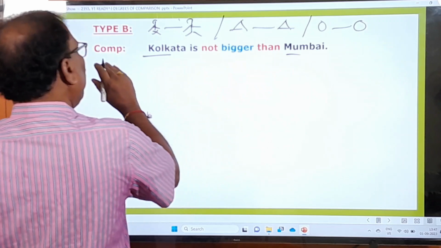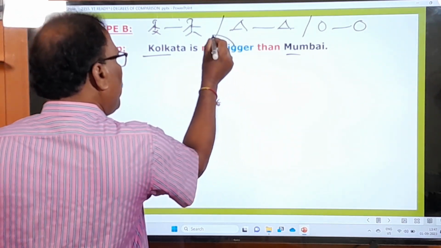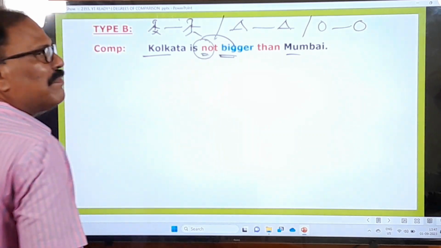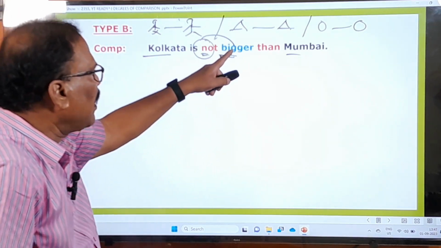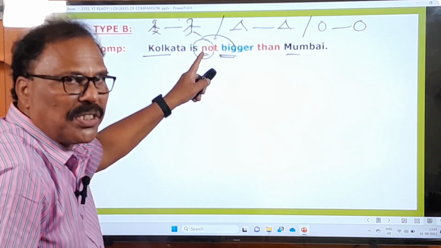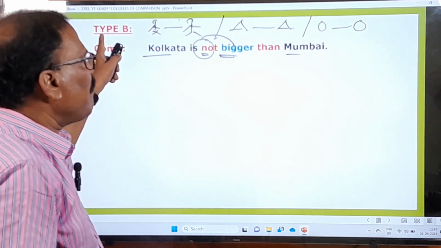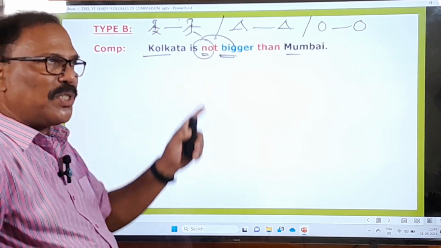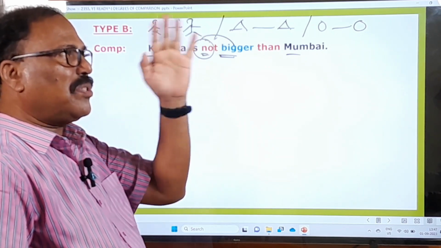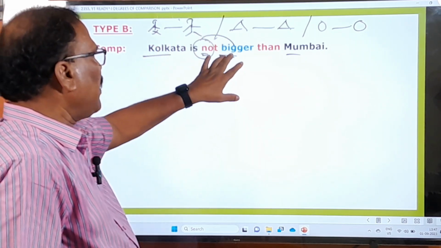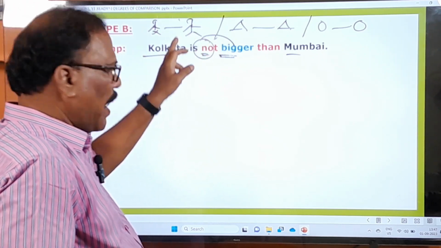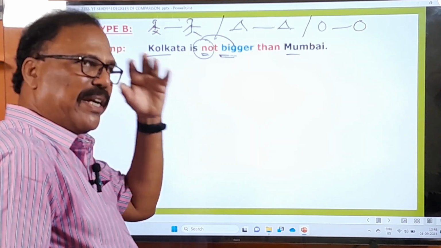But here, what is the difference in type B? Before the comparative adjective, you are using not. In type A, before the comparative adjective, not is not used. In type B, before the comparative adjective, not is used. So you must remember, not using not before the comparative adjective, that's type A. Using not before comparative adjective is type B. You must keep some idea in that.